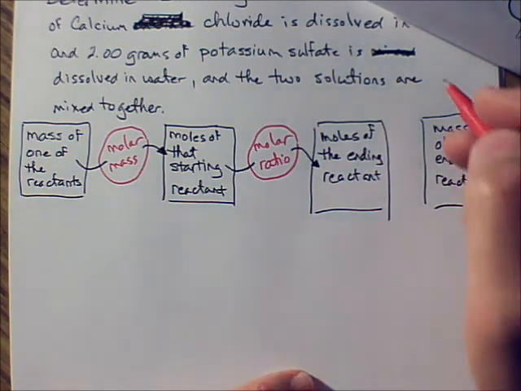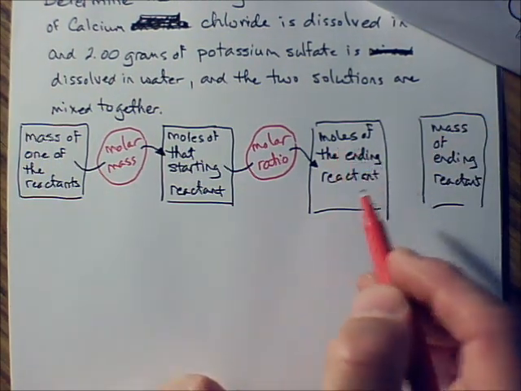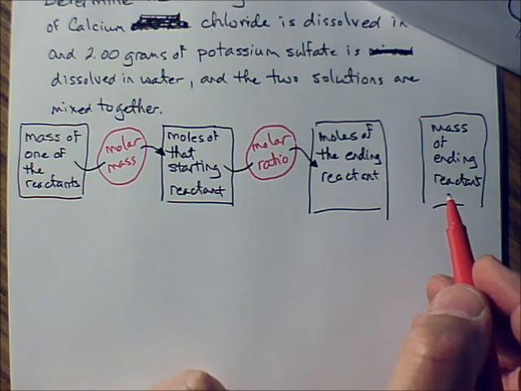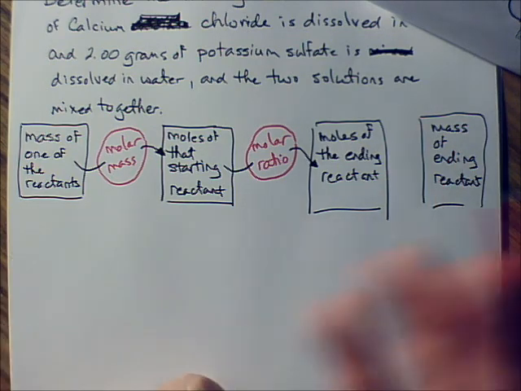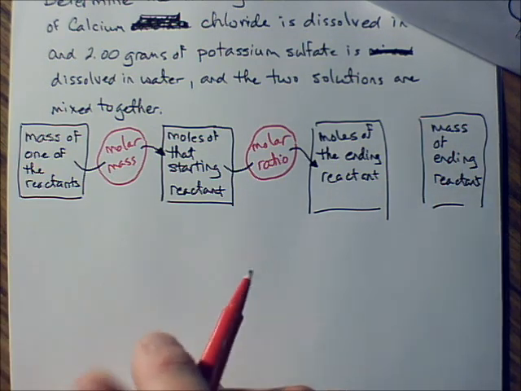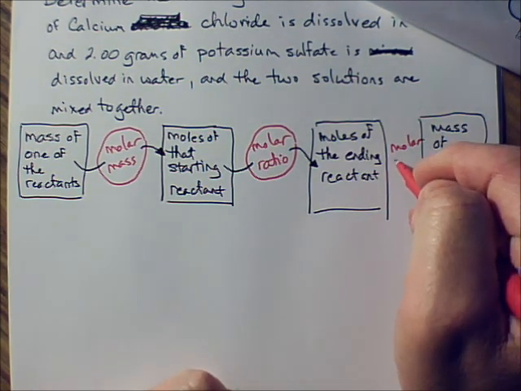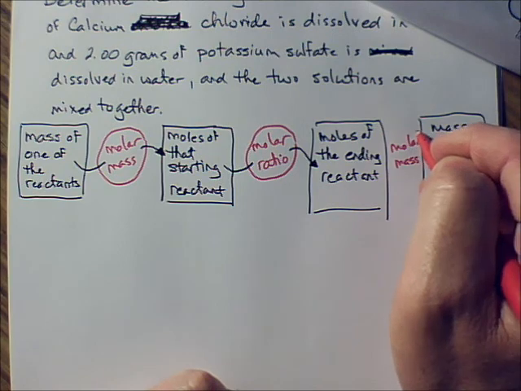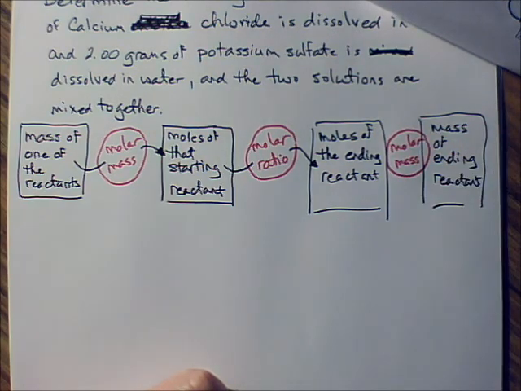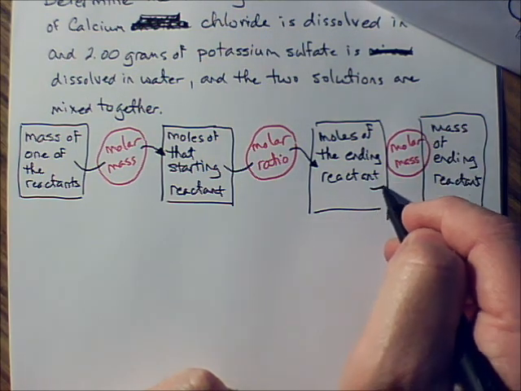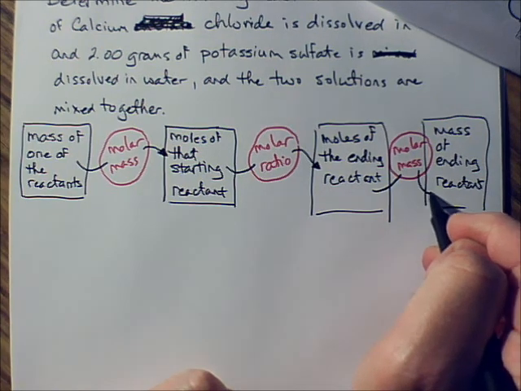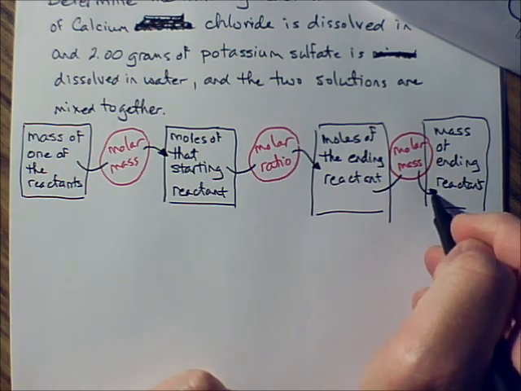And sad? Okay. So if I got to go from moles of the ending reactant to mass of the ending reactant, what do I have to get from here? Molar mass again. Okay, got to have those things.